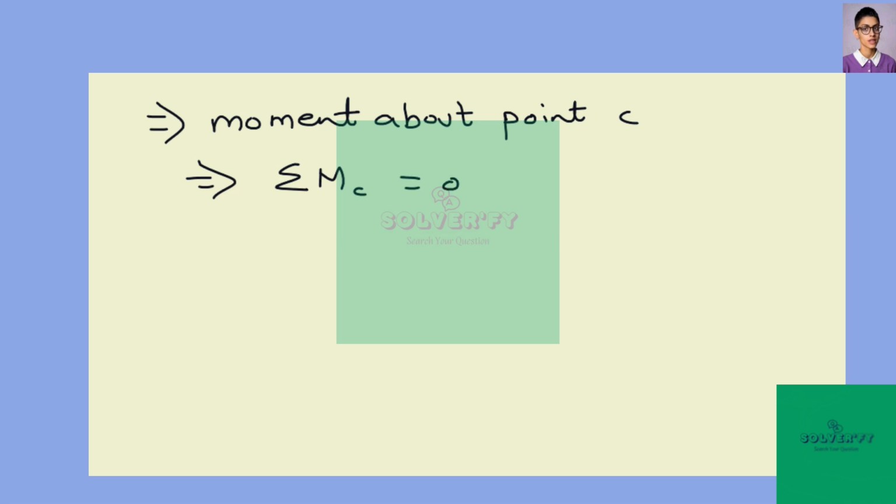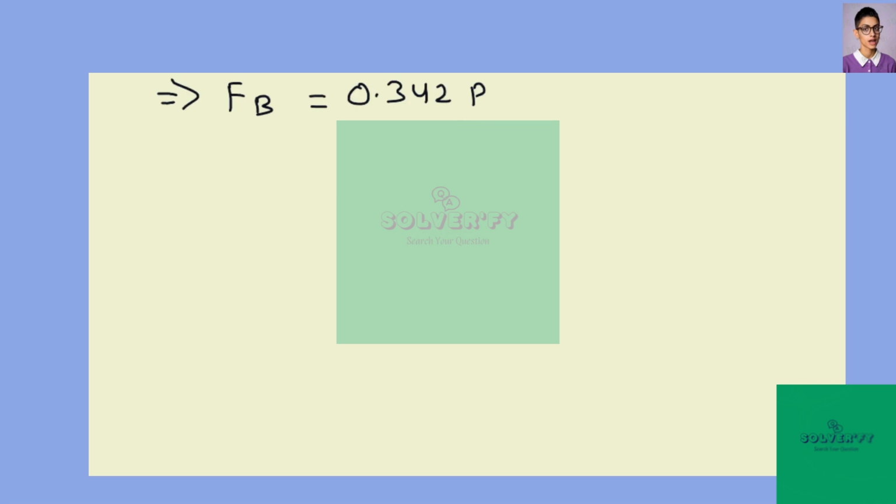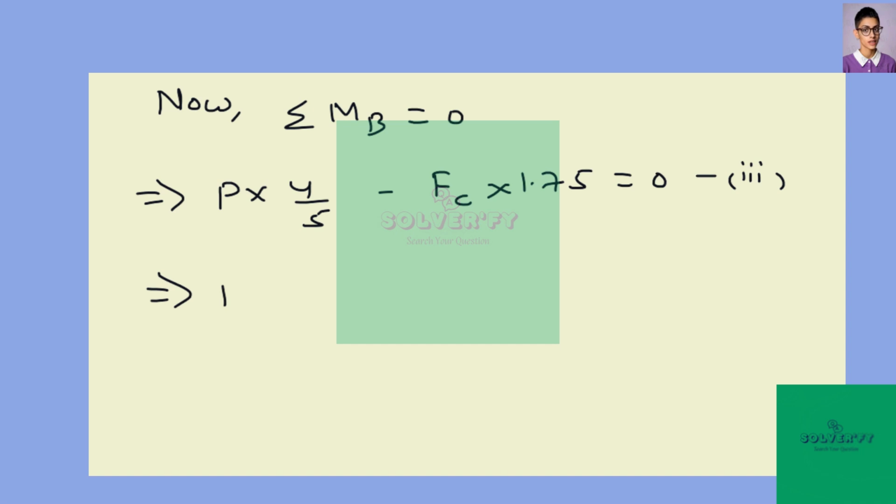Now we will write moment about point C. Taking moment about point C, summation of MC is equal to 0, or FB into 1.75 minus P (4 by 5) into 0.45 is equal to 0. That will be our equation 2. We can write FB is equal to 0.342 P. Now summation of MB is equal to 0. On solving, we can write P into 4 by 5 minus FC into 1.75 is equal to 0. This is equation 3.